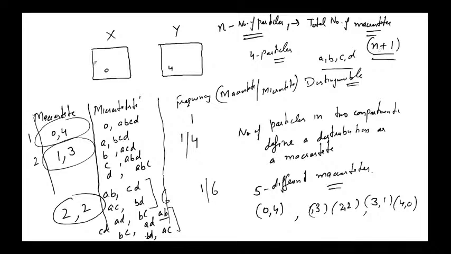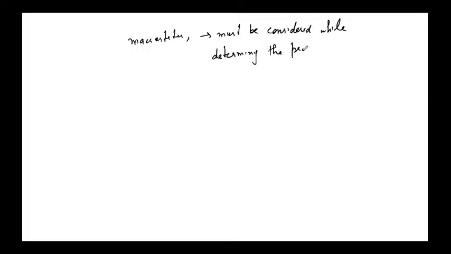The properties of this system depend upon the number of particles in each compartment rather than which particular particles are in which compartments. So thus macrostates must be considered while determining the properties of a system.